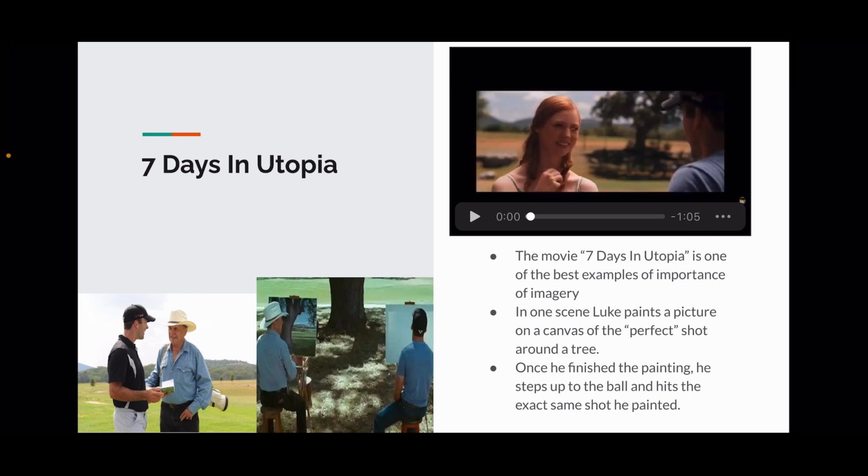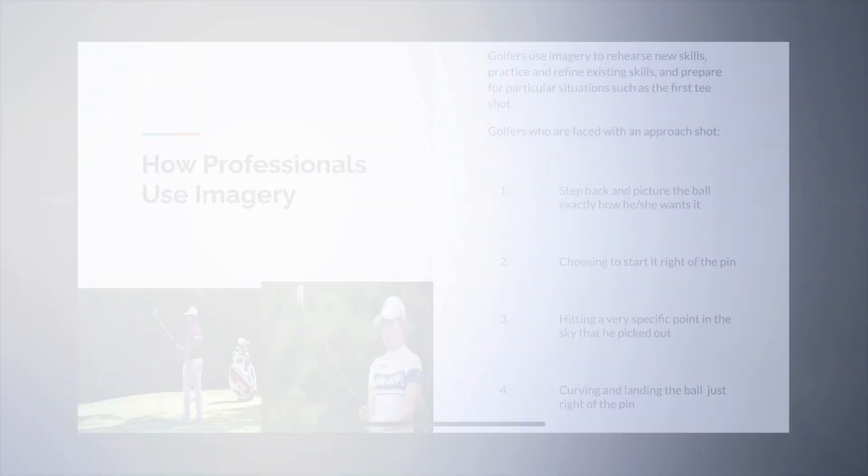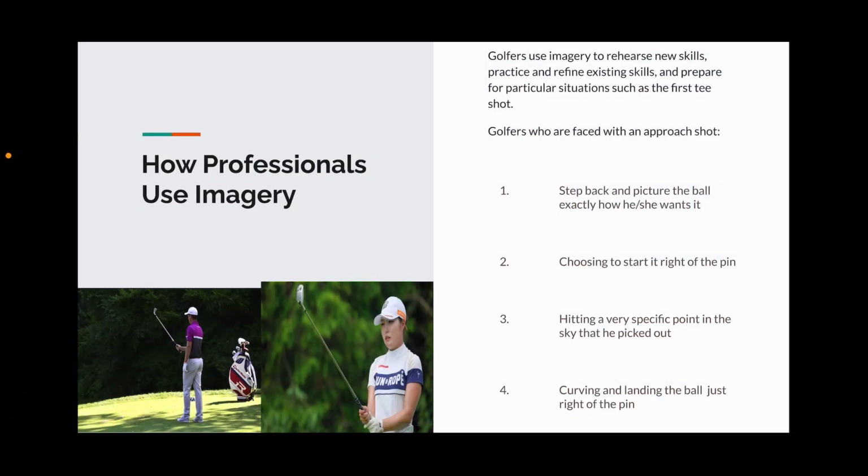he was a phenomenal golfer. Johnny makes Luke an offer to spend the week with him in Utopia to learn what he has learned and to give him lessons. And one of the scenes in this movie is Johnny puts his ball behind a tree, and he wants Luke to paint him a picture of how he wants this shot to look. Once he finishes painting, he is able to go up and hit the exact shot that he ends up painting.